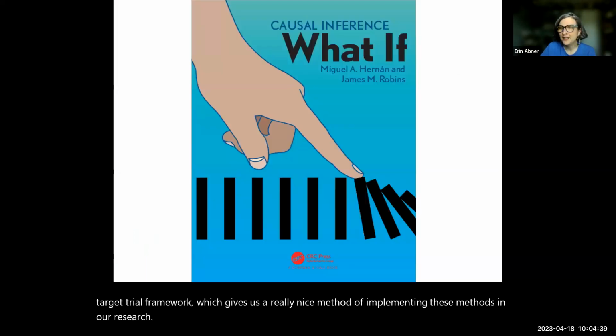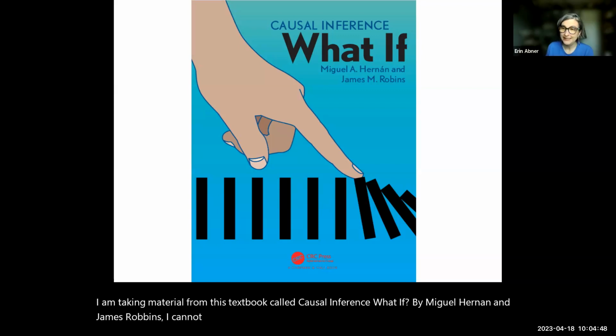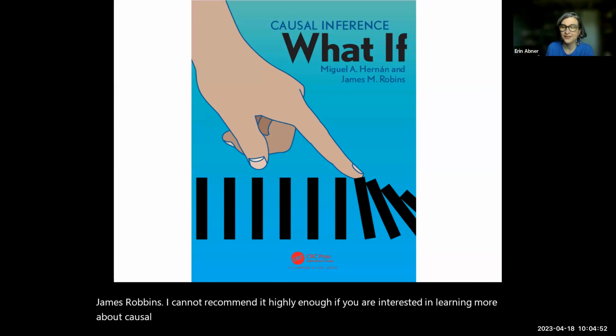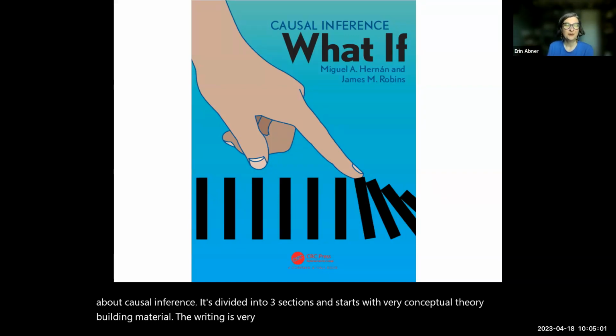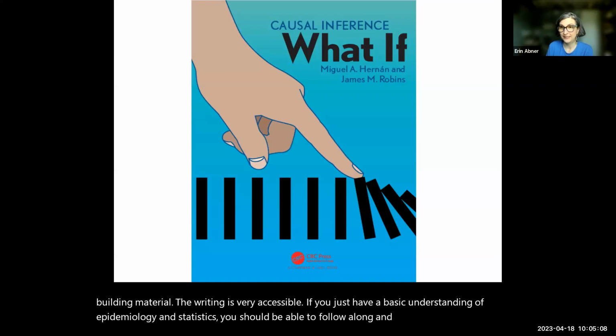I am taking material from this textbook called Causal Inference: What If? By Miguel Hernan and James Robins. I cannot recommend it highly enough. If you are interested in learning more about causal inference, it's divided into 3 sections and starts with very conceptual theory building material. The writing's very accessible. If you just have a basic understanding of epidemiology and statistics, you should be able to follow along in the textbook just fine. And so again, highly recommend.